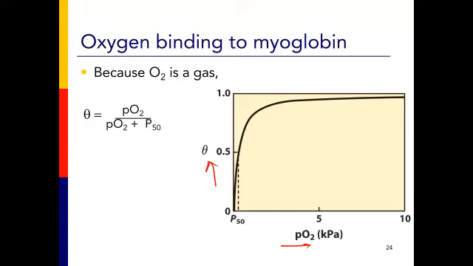And here's the weird thing. It's the same as ligand binding, but we use different terms. Instead of concentration, we use P for partial pressure, and instead of KD, we use P50, but that really is the same as KD. The P50 is the partial pressure of oxygen that gives us a theta of 0.5. So half the myoglobin is oxygen bound, half the myoglobin is not. You can see it still has that same y equals ax over b plus x arrangement of the equation, the same hyperbolic shape.